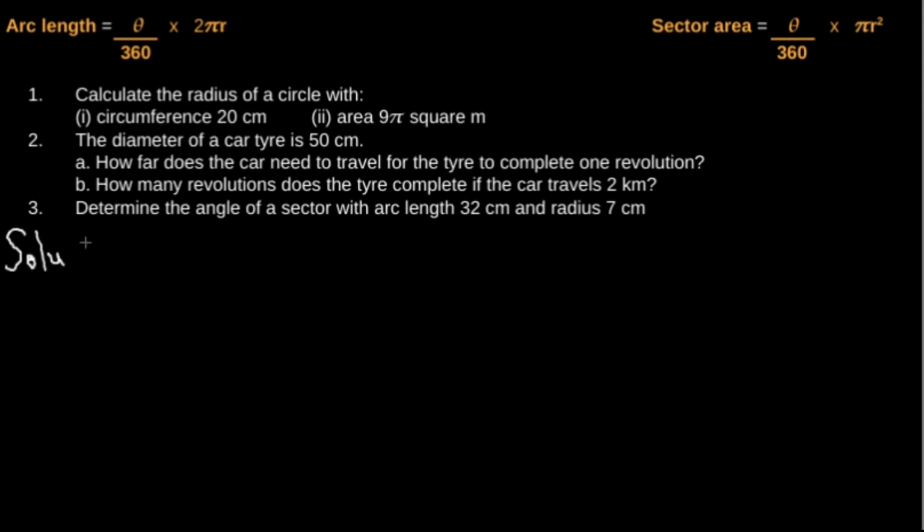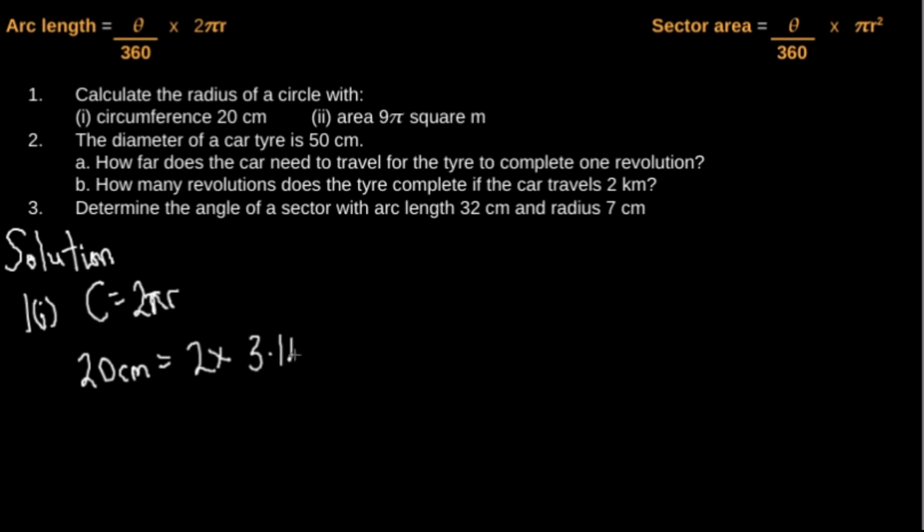Solution, number 1i. The circumference of a circle is equal to 2 pi r. Here we're given the circumference of this circle to be 20 centimeter. So 20 equals 2 times pi, we said 3.14 will be our pi, and then we're looking for r. We don't know r yet. That's the question. So all we need to do is to make r the subject of the formula.